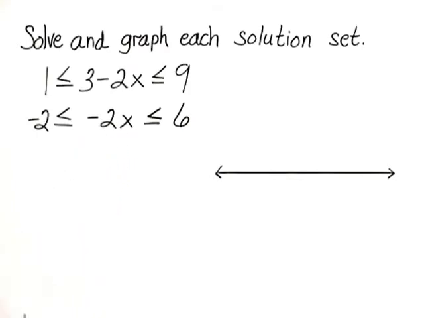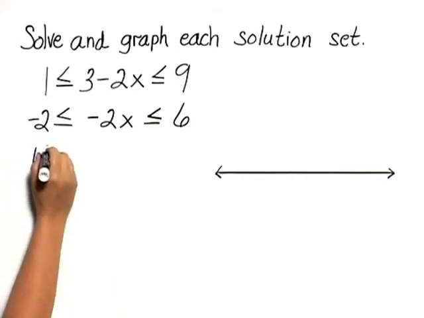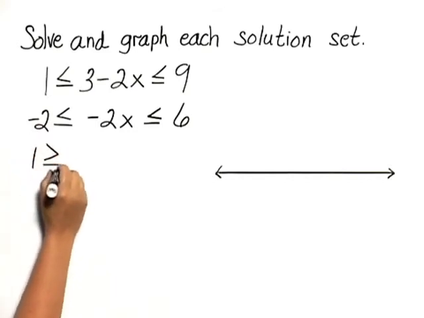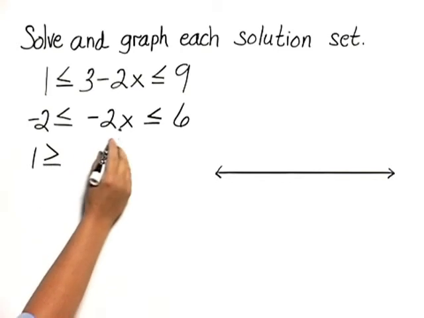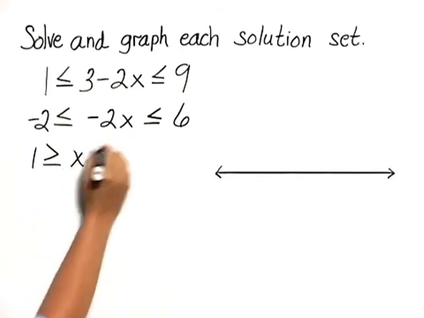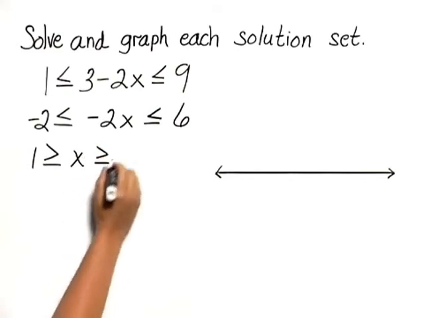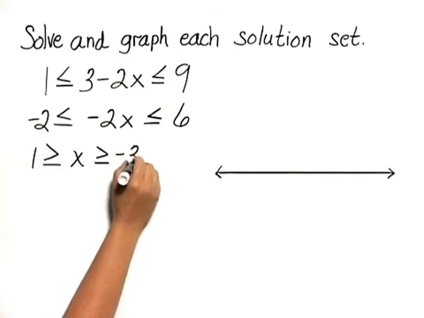When I divide by negative 2, all of the inequality symbols have to change direction. So I divide this by negative 2, I get 1, and then change this to a greater than or equal to. Negative 2x divided by negative 2 would be x. Change this to a greater than or equal to sign. And 6 divided by negative 2 would be negative 3.